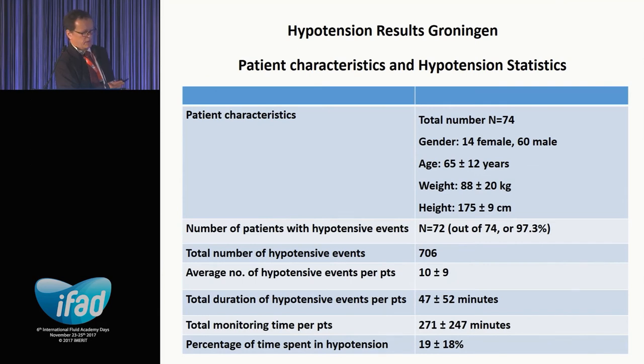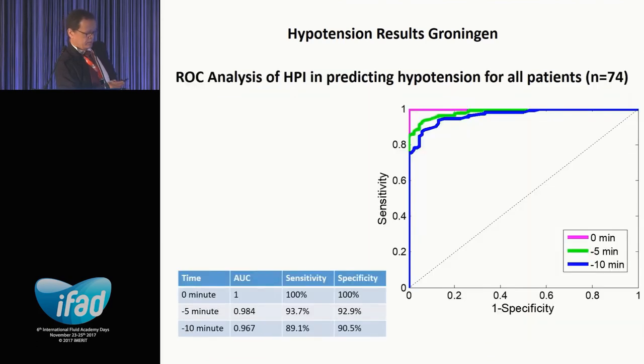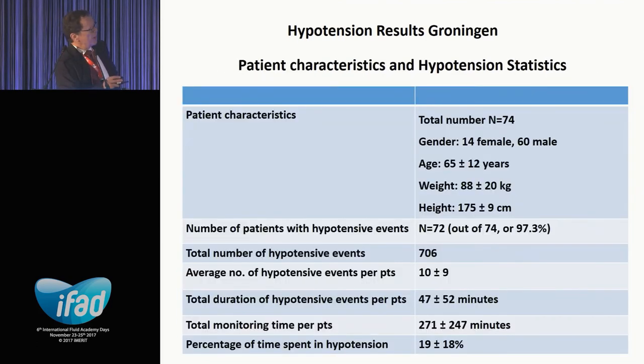Okay, these are data from our hospital. We looked at 74 patients so far, a typical population. In 72 out of these 74 patients, we saw hypotensive events, defined as a blood pressure below 65. And these were all patients that were in goal-directed therapy studies and so on. So even if these patients were taken care of very well, as we thought, with our protocols, we saw hypotension in almost every patient. The number of hypotensive events in these 74 patients was 706, which makes 10 hypotensive events per patient.